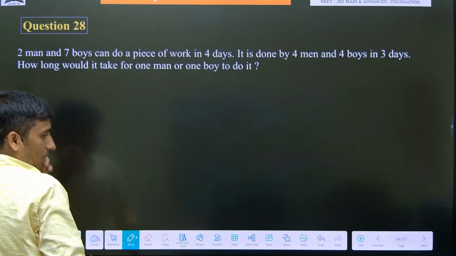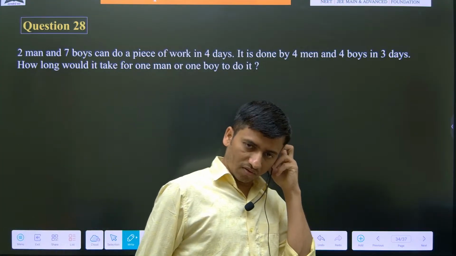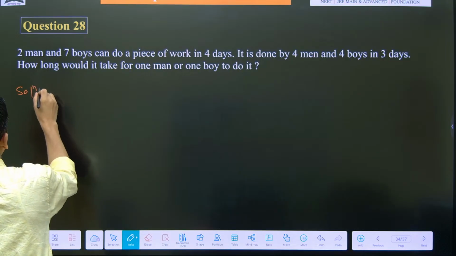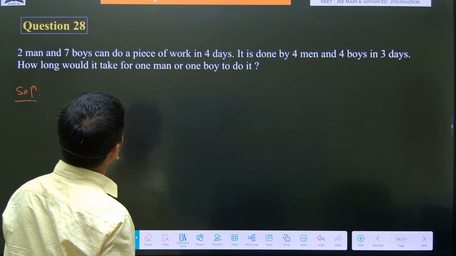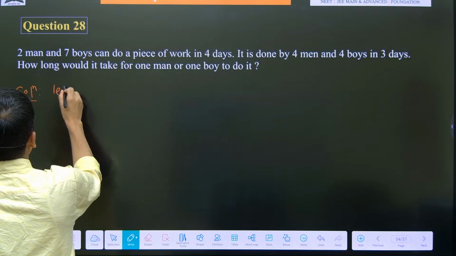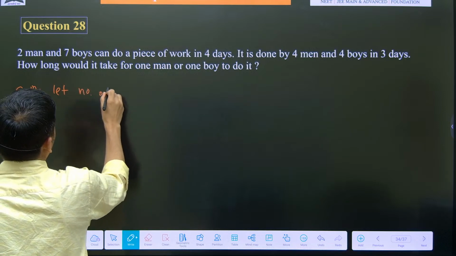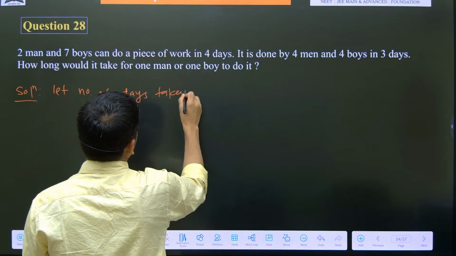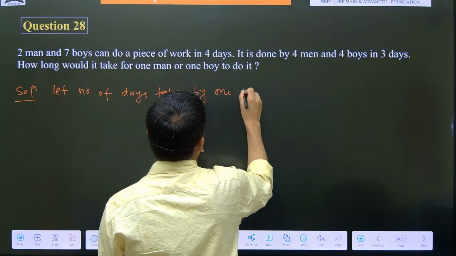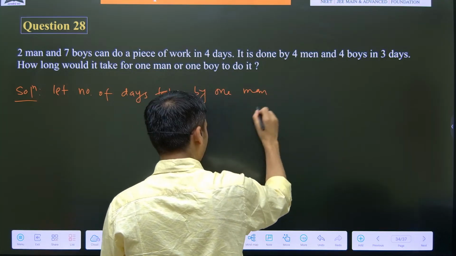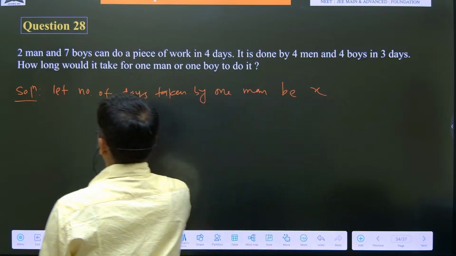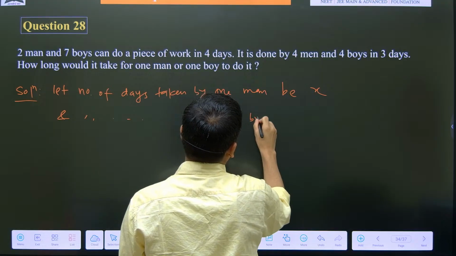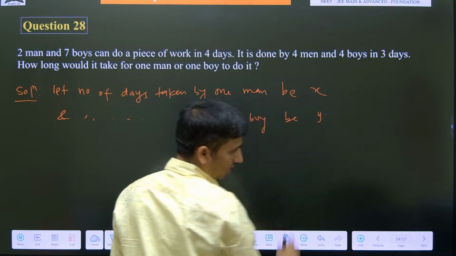So there are two types of things, right? One is some men are doing the work and some boys are there. So in the solution we can first write how long it would take for one man. So let the number of days taken by one man be x and the number of days taken by one boy be y, right?